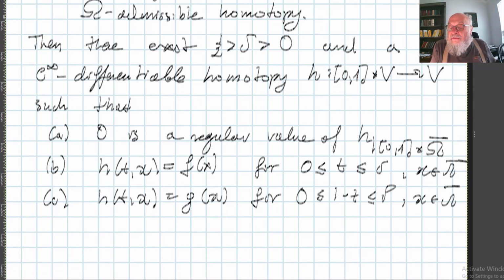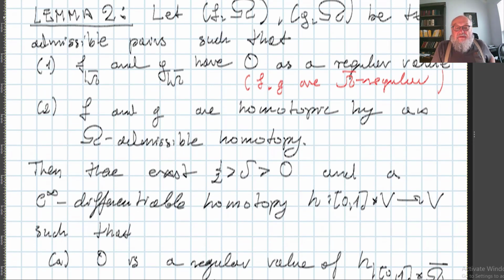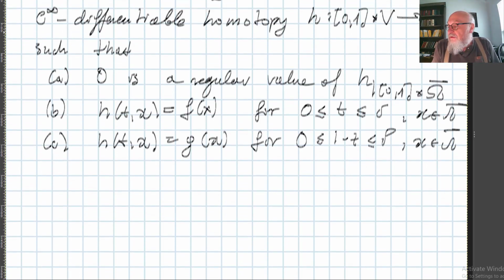So that's a ring finite. So that means what we are proving here is that any homotopy between f and g, in the case f and g are regular, can be replaced by a regular homotopy, also satisfying the condition that it is constant near the endpoints of the homotopy. That means near t equals 0 and near t equals 1. So this is our lemma.